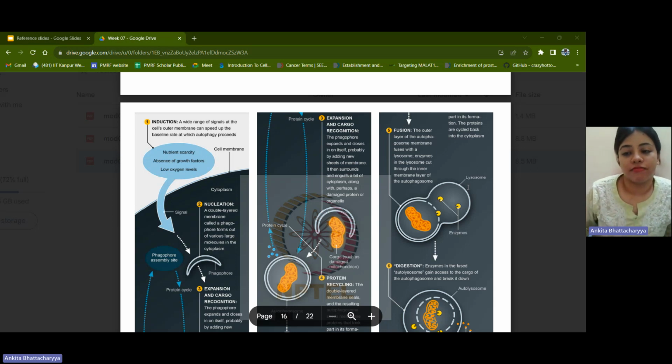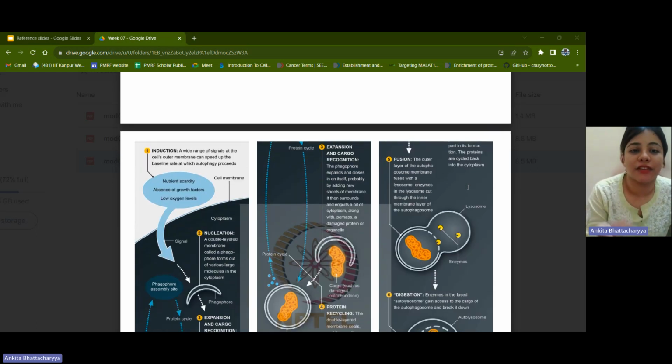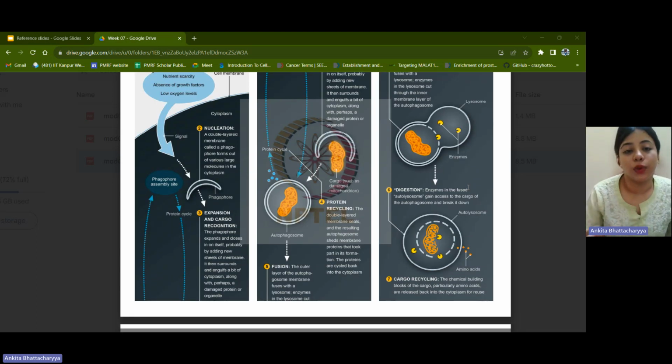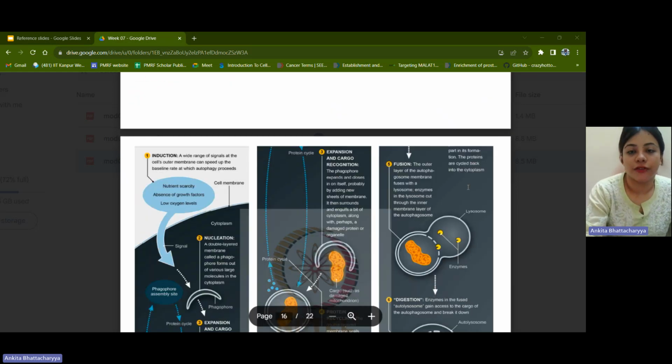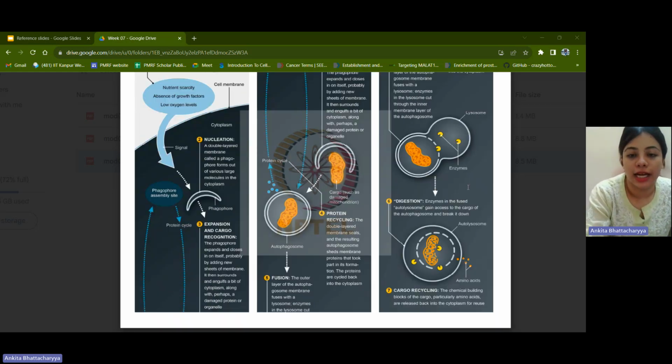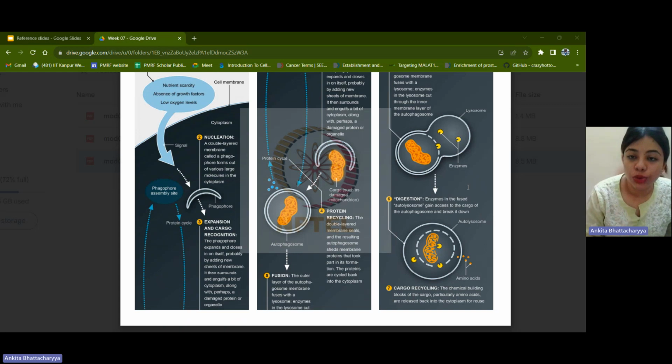And this has a detailed understanding of how the process occurs. I'm not getting into it. You can read it for your own understanding. But the basic steps are that first there is induction of autophagy because of some stimuli. Either there's nutrient scarcity, low oxygen, growth factors absent, and so on and so forth. Then there is nucleation where the phagophore forms, and then there is expansion. The cargo is recognized, which needs to be sequestered. Then comes the process of expansion and cargo recognition, continuing further on. And we see that there is protein recycling and fusion, which is occurring.